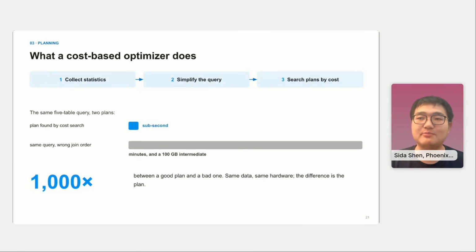Rule-based is basically based on some heuristics. It's not based on the shape of your data or the state of your data, right? But a cost-based optimizer, instead of guessing, actually collects statistics from the data in real time. For us, I think the default is every 10 minutes, right? And then it simplifies the query into a logical plan, and then comes up with a bunch of distributed physical execution plans. Then we search through the plans, sort them by cost, and pick the lowest one, right? And this is the state of the art for doing query optimization, right?